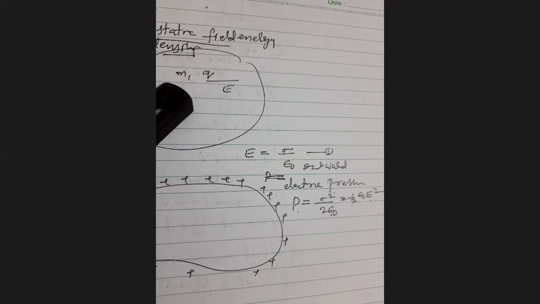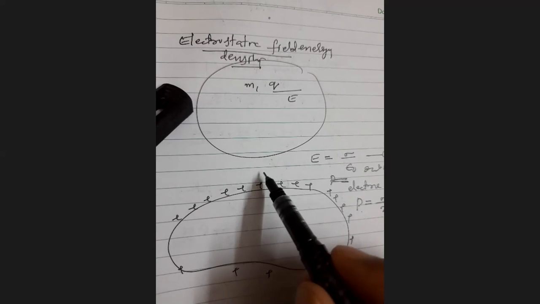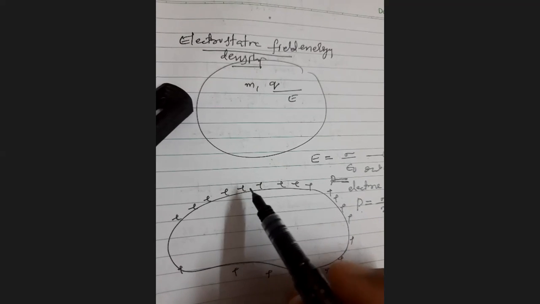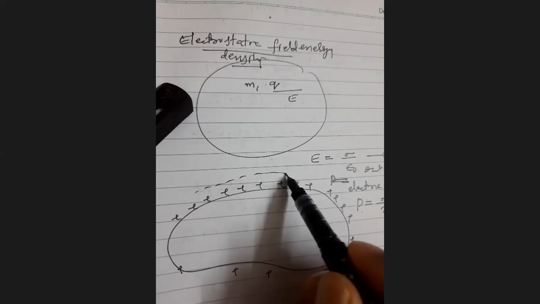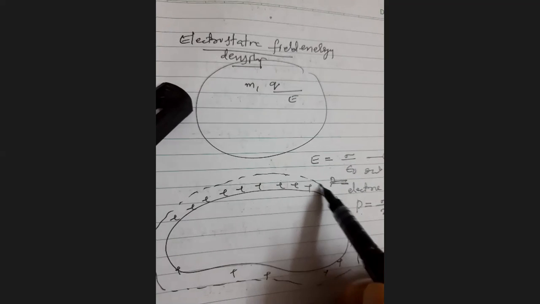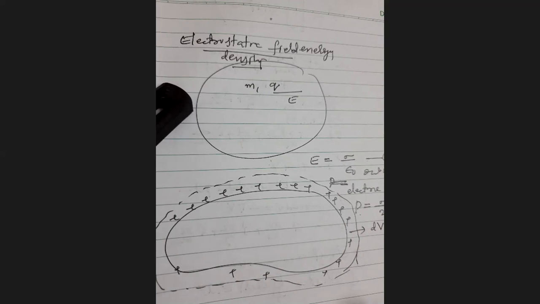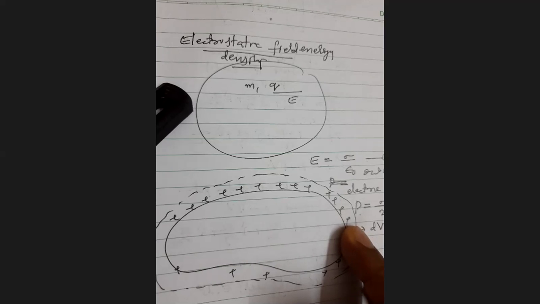Right. Now, due to this outward pressure, if this conductor surface is flexible, then it can expand like this. So there is an increase in volume, say d capital V, dV. Right. So what happens when we treat the surface of the charged body as flexible?